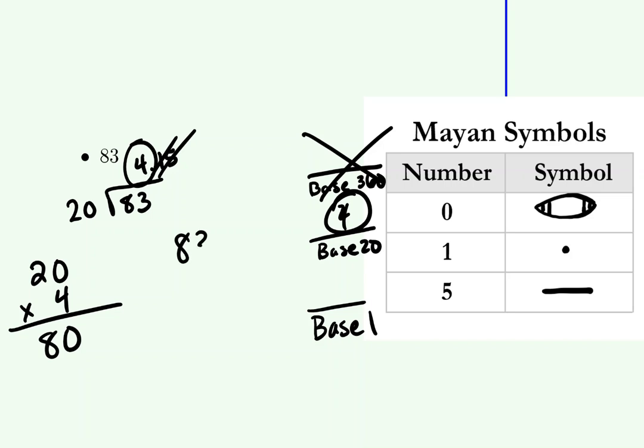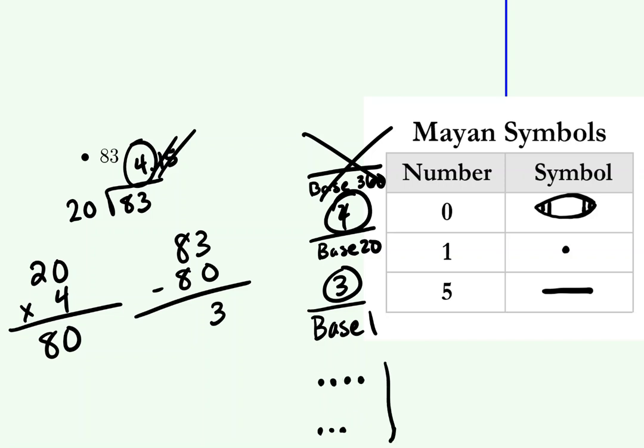Now we wanted to represent the number 83, and so far we've represented 80 of that 83. That leaves 3 remaining to account for the base 1 position. So then we would just write this in the Mayan symbols. So base 1 has 3, 1, 2, 3. Give a somewhat vertical space here, and then base 20 is 4, and that represents 83.